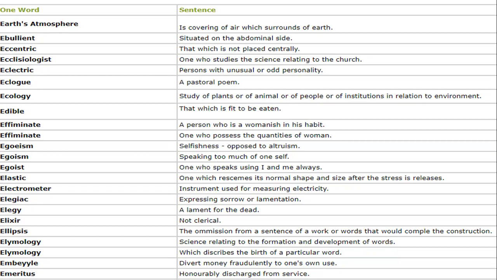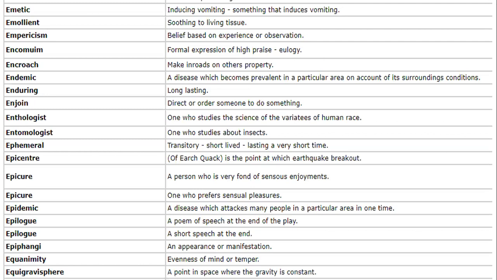Then etymology, that is which describes the origin of a particular word. Etymology which describes the birth of a particular word, that's the origin of the word. Then emeritus, that is honorable discharge from service. Then emetic, inducing vomiting, that is emetic. Then emollient, soothing or softening living tissue. Empiricism, belief based on experience. Encomium, formal expression of high praise.